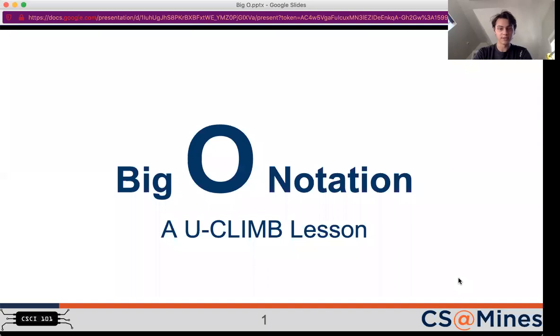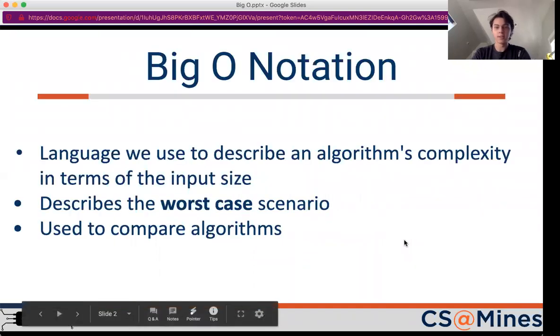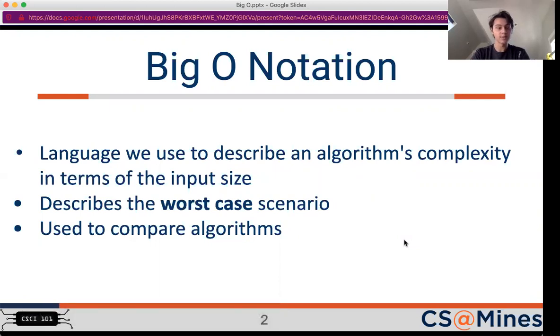So what is Big O notation? Big O notation is the notation we use to describe the complexity of an algorithm in terms of input size n. It describes the worst case scenario. Big omega describes the best case, and big theta describes the average case, but we always want to use big O because anything that can go wrong will go wrong. It's used to compare algorithms. And so we have some examples.